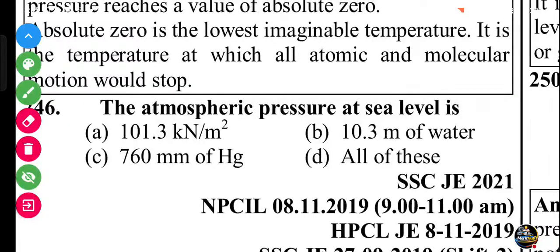Next question, question number 146. The atmospheric pressure at sea level is 101.3 kilonewton per meter square. Okay, this is right. 10.3 meter of water. Yes, this is right. 760 mm of Hg. Yes, all the answers are correct.